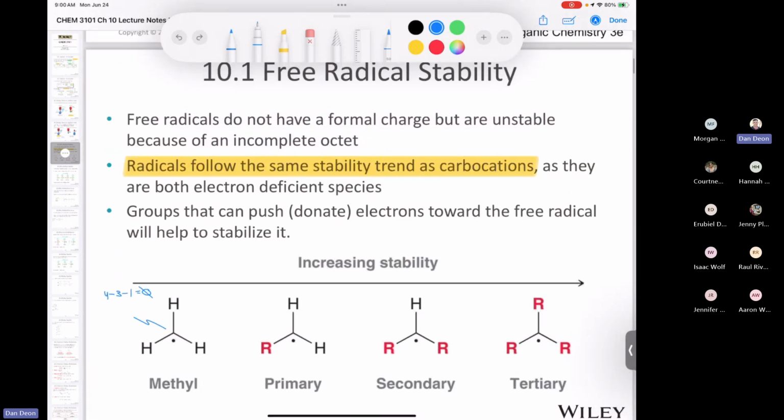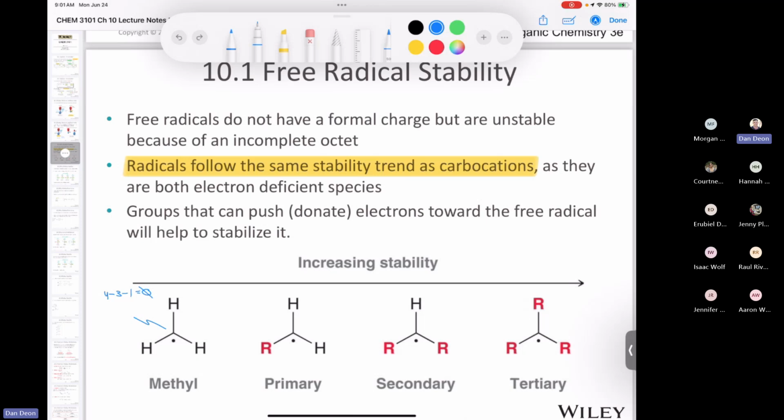But again, as far as stability goes, carbon radicals follow the exact same stability trend as carbocations, meaning tertiary is going to be more stable than secondary, which is more stable than primary, and methyl is not going to be very stable at all, okay? And so the reason why a tertiary carbocation is more stable than a secondary is because the R groups, even though they're not strongly electron donating, are electron donating to some degree.